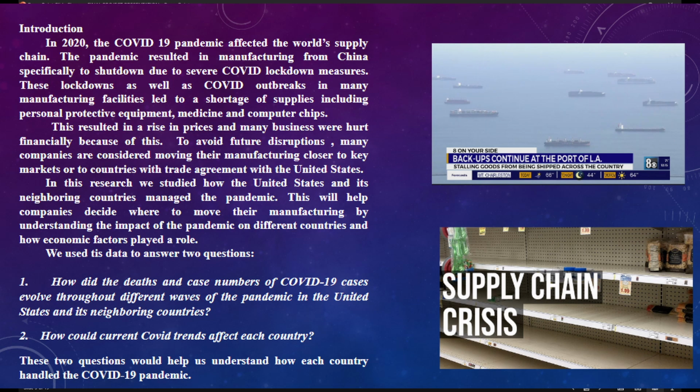In this research, we studied how the United States and its neighboring countries managed the pandemic. This will help companies decide where to move their manufacturing by understanding the impact of the pandemic on different countries and how economic factors played a role. In this research, we used the data to answer two questions. Our first question was how did the deaths and case numbers of COVID-19 evolve through different waves of the pandemic in the United States and its neighboring countries? And the other one is to see how current COVID trends affect each country.